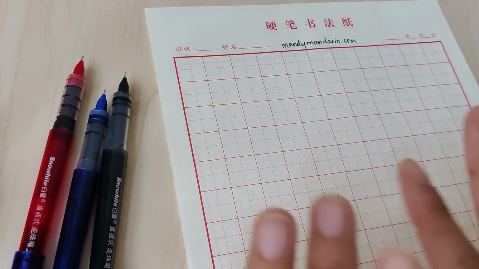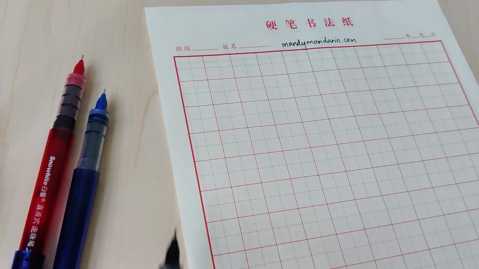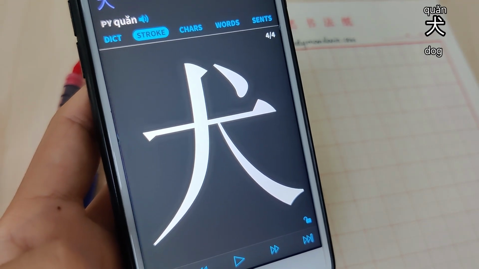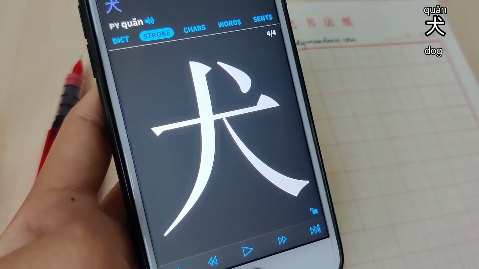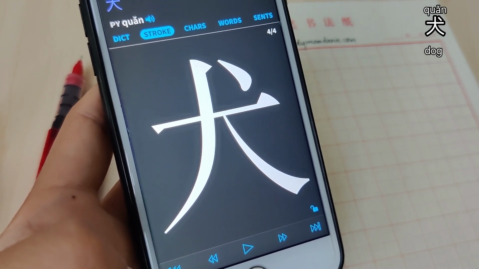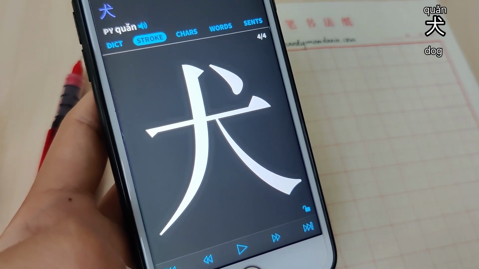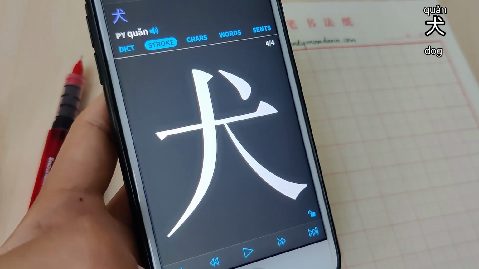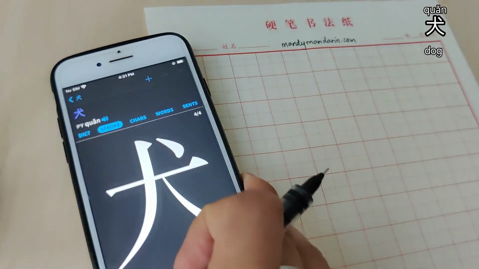Now let's get your 田字格 ready and the pens ready. The very first word we are going to learn today is 犬. The 犬 means dog. So you might be wondering, isn't the word for dog 狗? Then what happened here? Why do we learn the 犬? Well, I will explain that later, very soon.